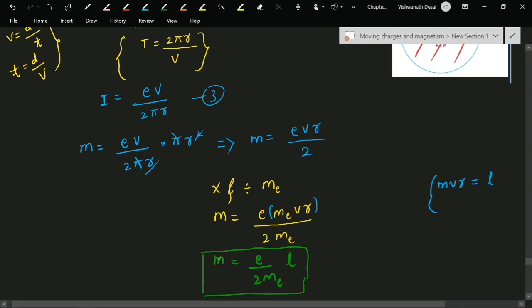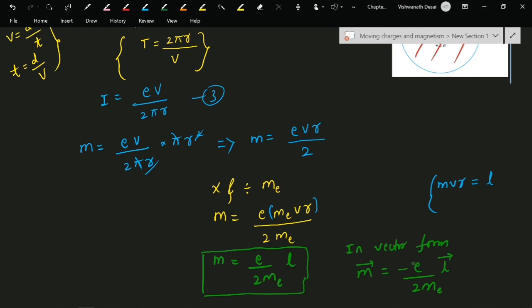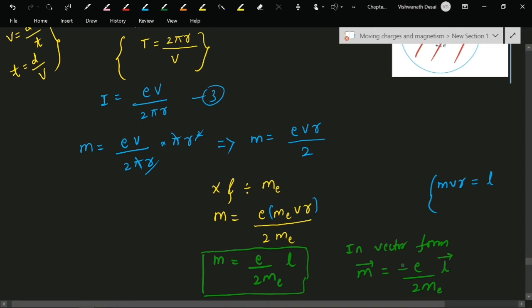In vector form, since magnetic moment is a vector, in vector form we can write m is equal to minus e divided by 2me times the angular momentum vector. Minus e is the charge of an electron. Here the negative sign indicates that the angular momentum of the electron is opposite in direction to the magnetic moment. That is the negative sign here.